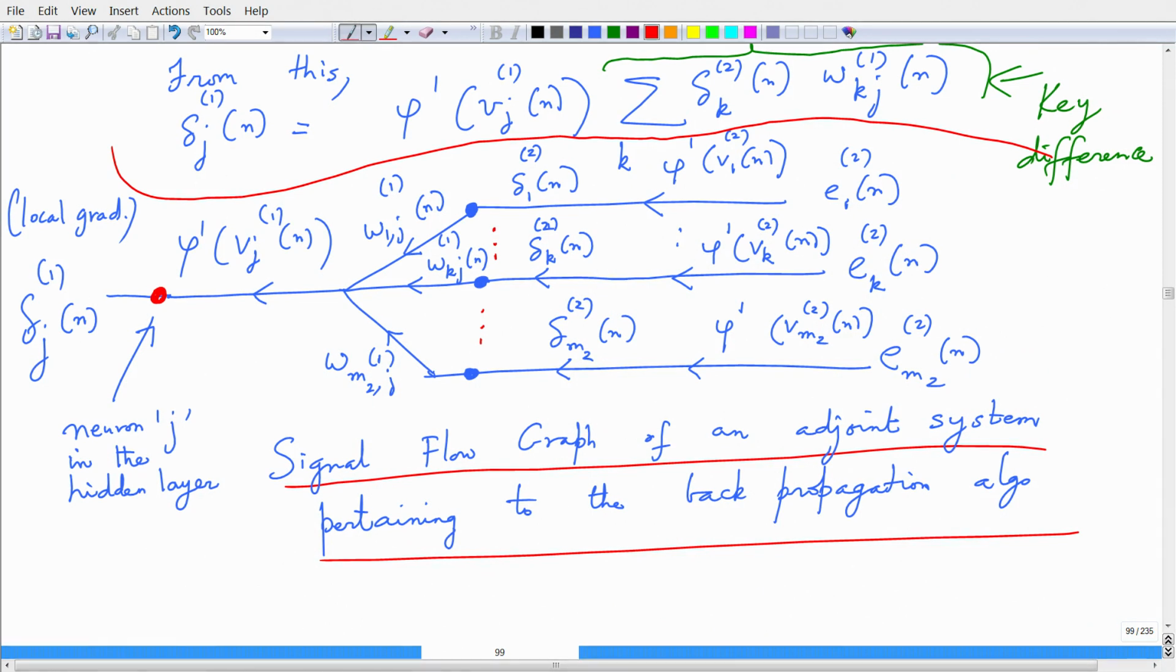And observe the key difference conceptually. In the case of computing the local gradient in the output layer, that is for all the neurons in the output layer, it was pretty straightforward. We had the error and we could just compute the error times the partial derivative of the error with respect to the functional signal.